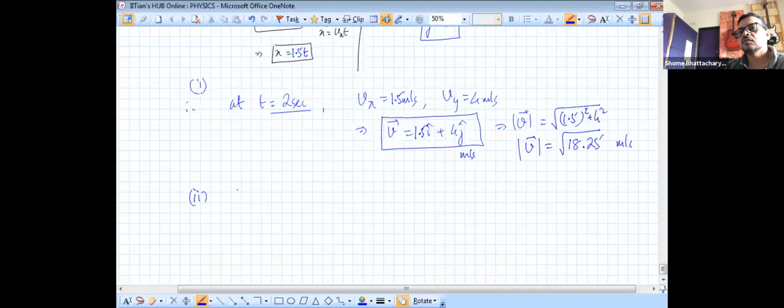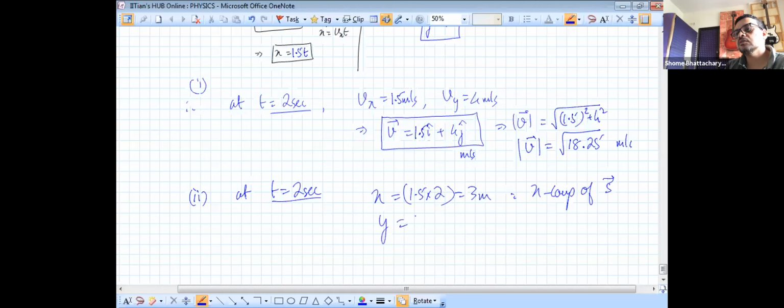Okay. And second thing, at t equal to 2 seconds, the x coordinate will become 3 meters. Okay. This is the x component of displacement. And the y coordinate will become half into 2 square. Okay, so that is 4 meters. This will be the y component of displacement. Okay. So the displacement vector will be given by 3i cap plus 4j cap in meters.